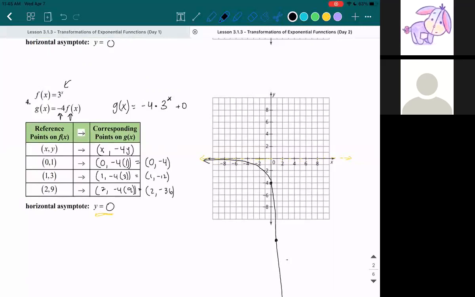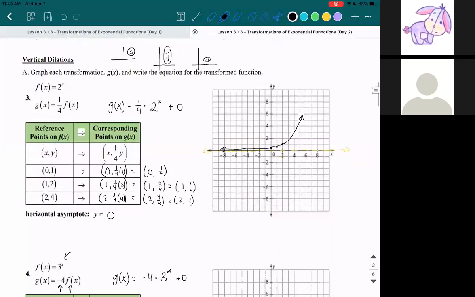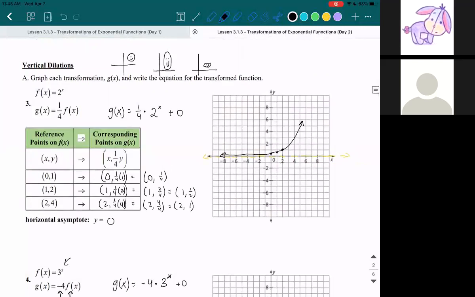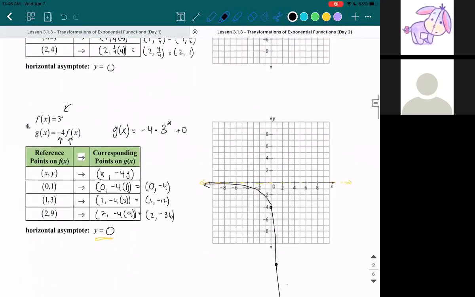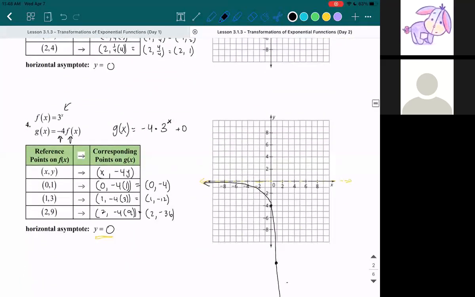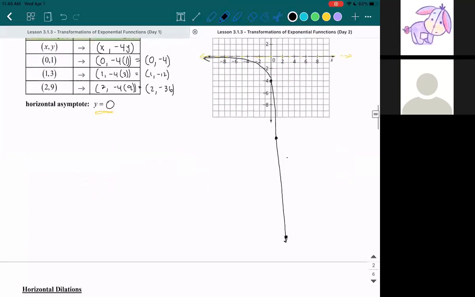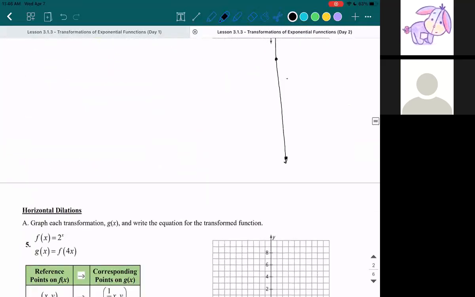So they're kind of different. Number 4 got stretched vertically and also flipped, but it got stretched vertically. Stretched because the number 4 is bigger than 1. And it also got flipped because it's a -4, because it's a negative. In number 3, we had a number 1/4. 1/4 is less than 1. So that means this one got smushed. All right? So if it's less than 1, it gets smushed. Greater than 1 gets stretched. Okay, so pretty similar principles will apply when we do horizontal dilations in the next video.